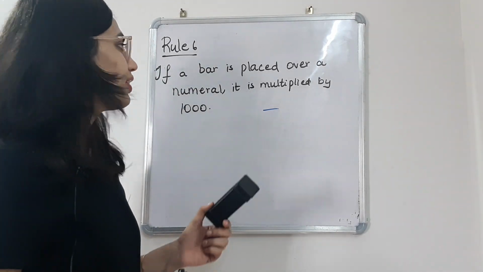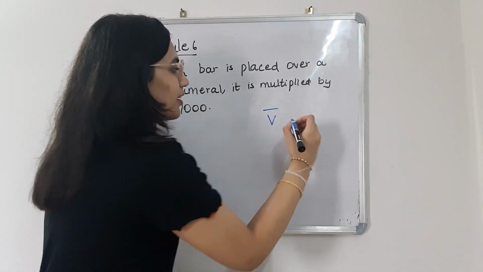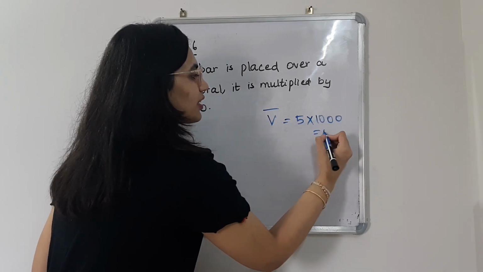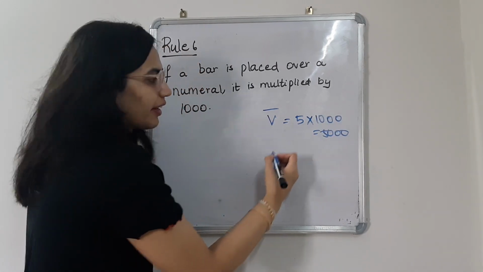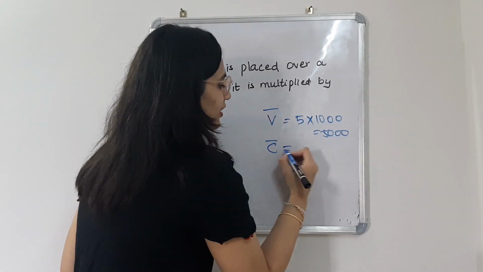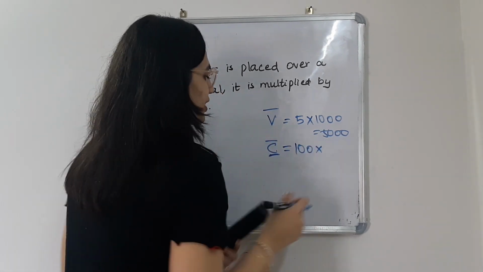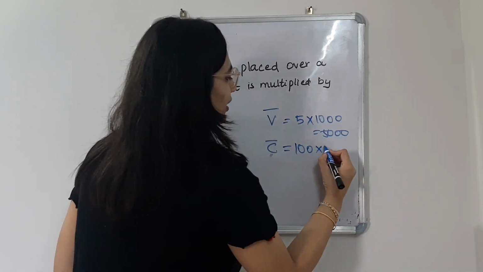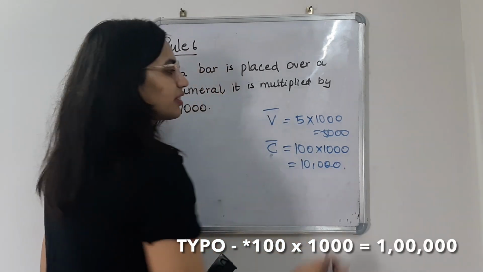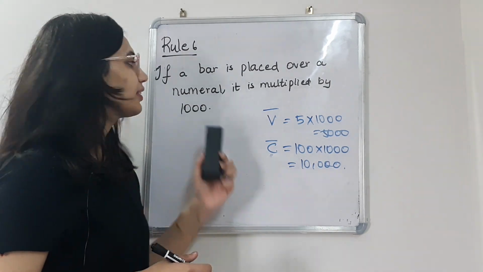The last rule is if a bar, this line, okay, is placed over a numeral, over any numeral, then it is multiplied by 1000. For example, if I write like this, then what is the numeral value? 5. 5 into 1000, that is 5000, right? If I say a bar like this, okay, then we'll see what is this? 100. So 100 into 1000, with the bar placed on top, it is nothing but 100,000. Okay. So if a bar is placed over a numeral, then it is multiplied by 1000.